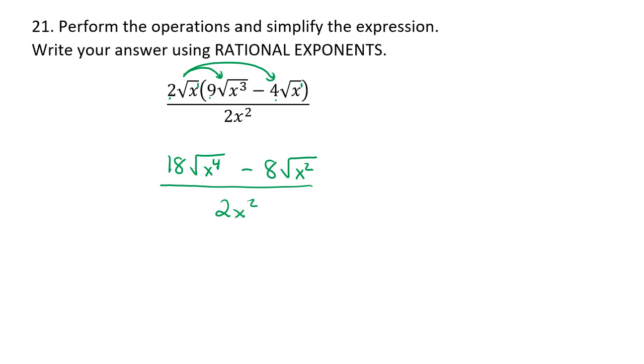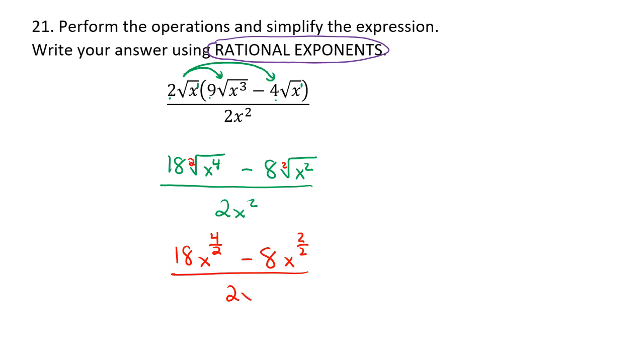So now I'm going to go ahead and rewrite these as rational exponents since it wants the answer in rational exponents, and I'll see if I can do anything else. So I have 18x, I'm going to have 4 over 2. Once again, the index is a 2 here. Minus 8x, 2 over 2. Once again, there's a 2 here. Over 2x squared. I can simplify these, reduce these fractions. So I have 18x squared minus 8x over 2x squared.